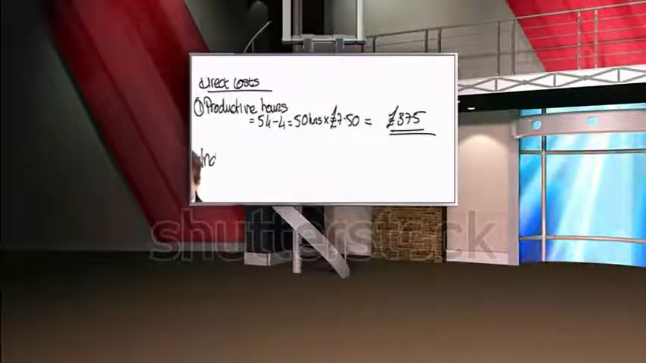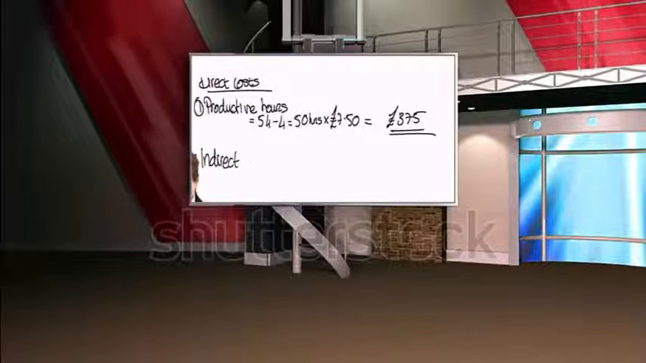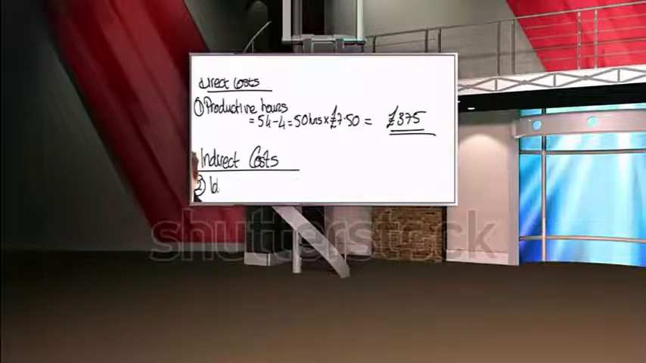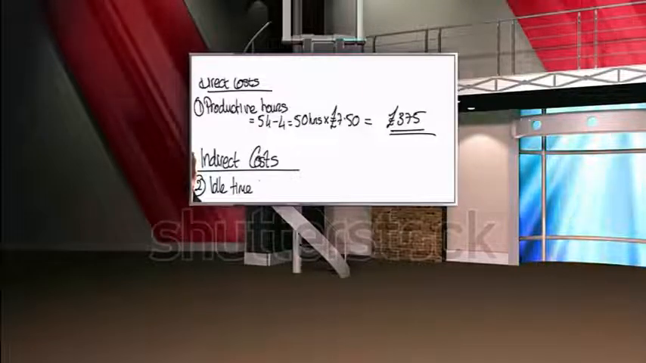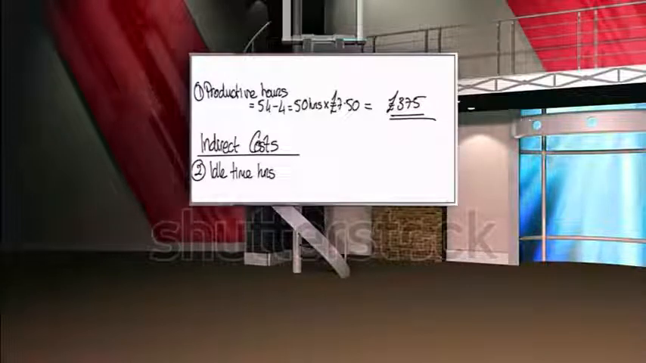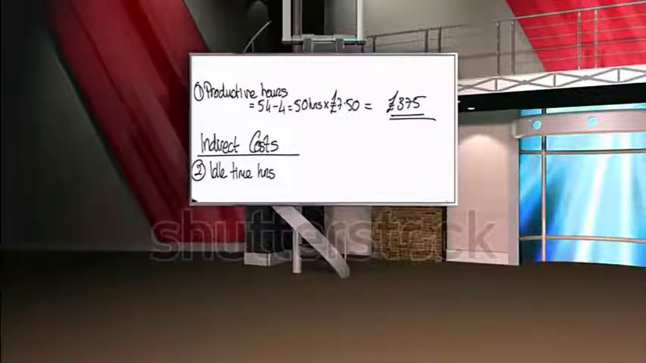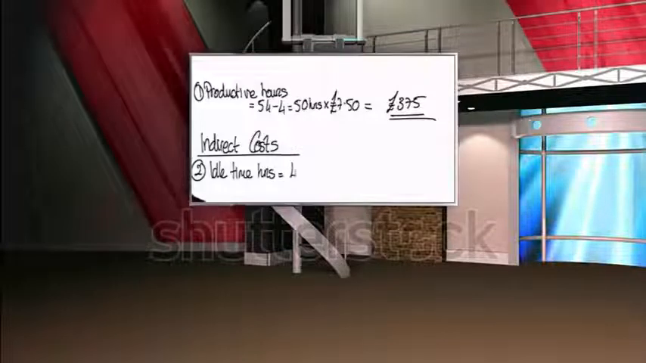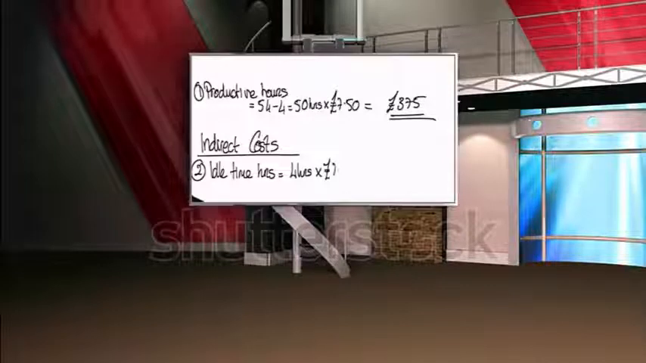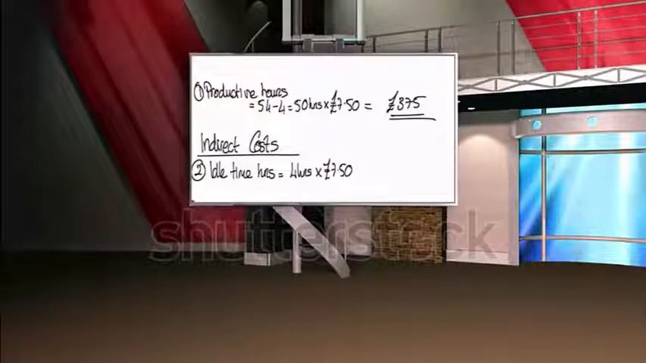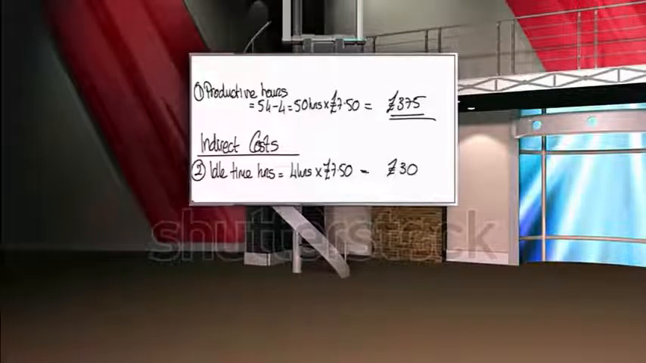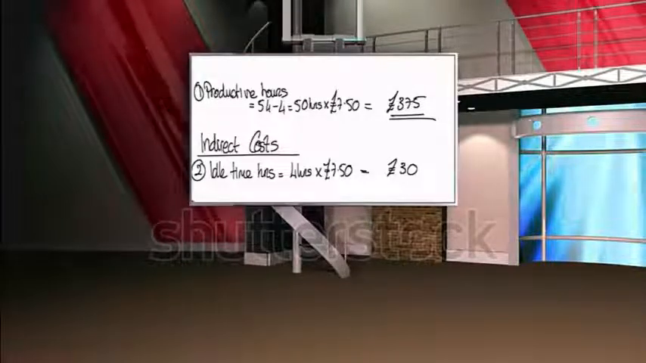So going through our indirect cost calculation, the first thing we need to consider is our idle time hours. So the basic rate we paid for each of these idle time hours will be an indirect cost. We're told our idle time hours were 4 hours. Our basic rate is £7.50. So that gives us a total of £30.